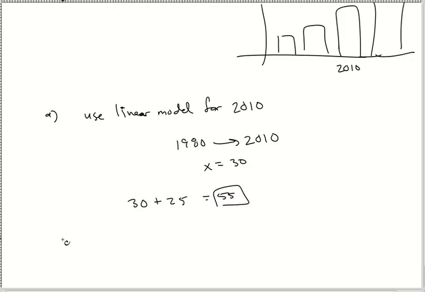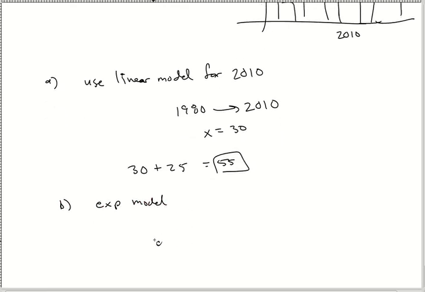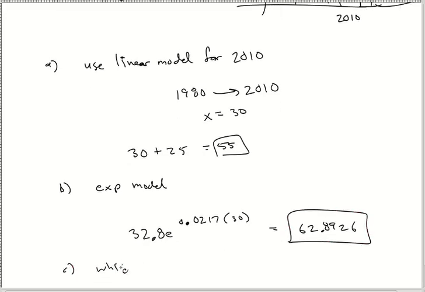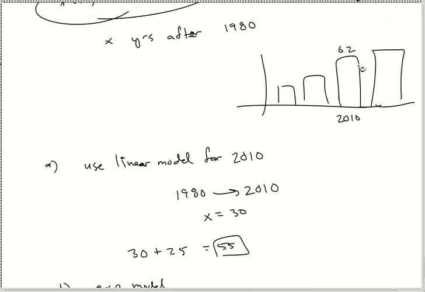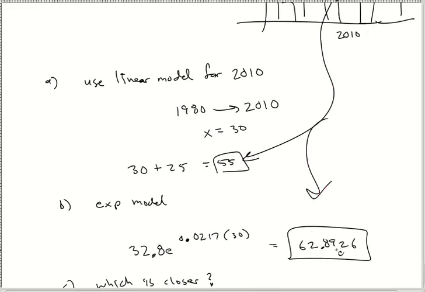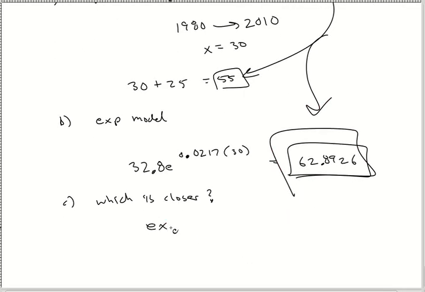Cool. Part B says now use the exponential model, same thing. So I'm going to now plug in the 30 into the 32.8 e to the 0.0217 times 30 now. I use the calculator and got a 62.8926. That's my answer for part B. And they say part C, which is closer to the bar chart. If you look here, we got 62. So 62 compared to 55 or 62 compared to 62.89. Yeah, we got our winner. So we're going to say the exponential is better.